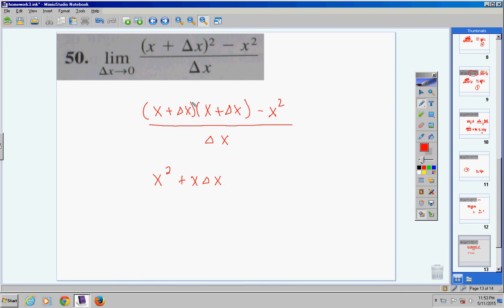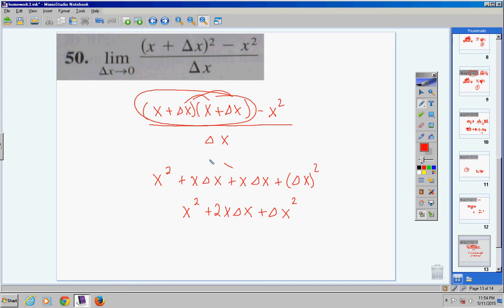Alright, and then now we take delta x and multiply it through. Delta x times x would be x delta x, and then delta x times delta x would be delta x quantity squared. Now here we have x delta x plus delta x, so x plus x would be 2x delta x plus delta x squared. Alright, so I've taken this whole expression here, multiplied it out and got this right here, and simplified it down to this, okay?